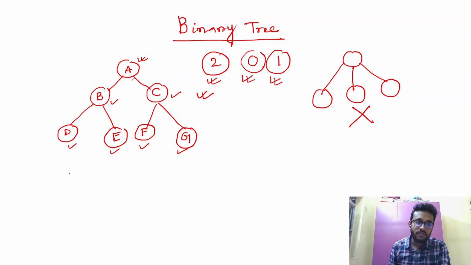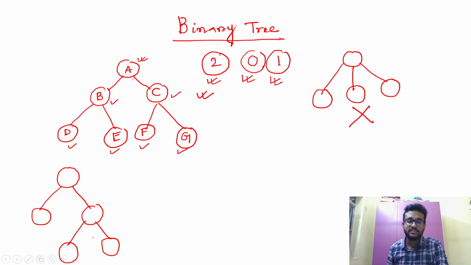Now here I have drawn another tree. You have to tell by yourself whether it's a binary tree or not. Yes, it's a binary tree. Why? Because this node has two children, this one and this one, and if I consider this other node, it also has two children, this one and this one. So it's a binary tree.